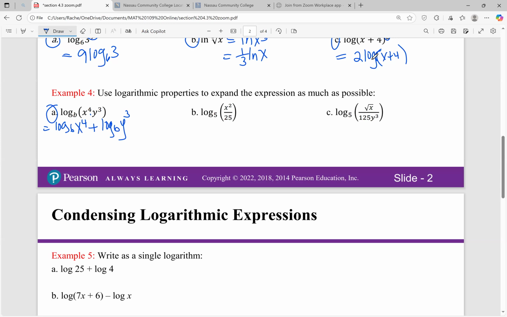But now I could also apply my power rule, right? The powers come to the front by multiplication. So I'm going to have 4 times the log base b of x plus 3 times the log base b of y.